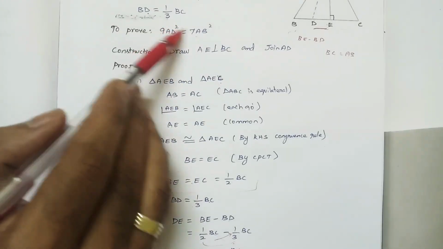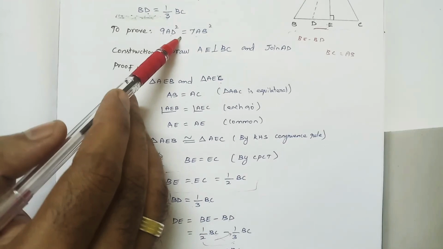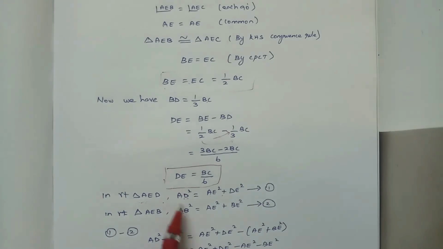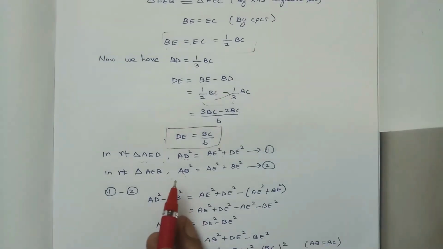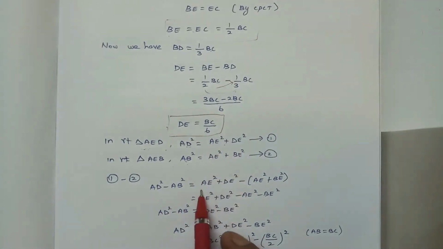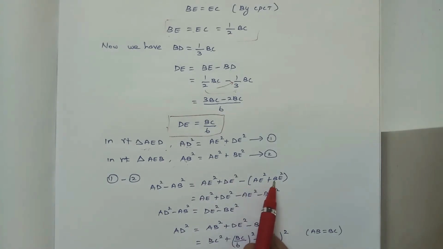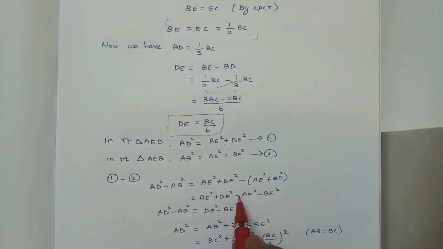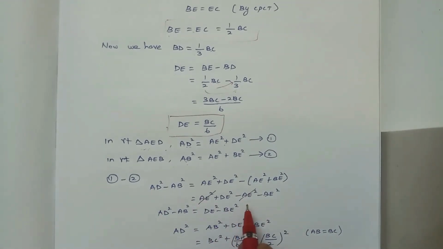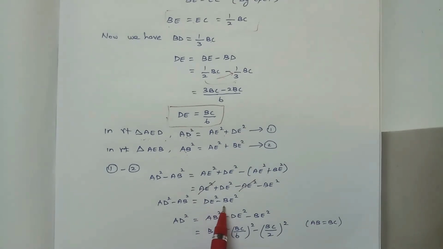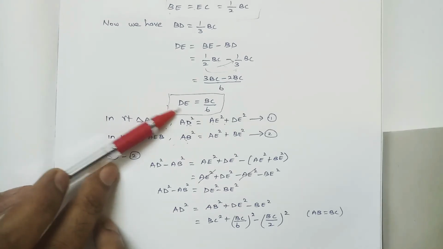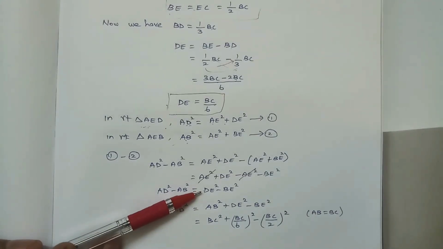Well, we are just bringing this AB square to the LHS, AD square minus AB square, right? So I am just going to subtract, equation 1 minus equation 2. Then only we'll get AD square minus AB square, which is AE square plus DE square minus AE square plus BE square. Just multiply the minus inside, so AE square minus AE square will get cancelled. Remaining is DE square minus BE square. Already we have found DE in terms of BC. Just substitute DE is equal to BC by 6.